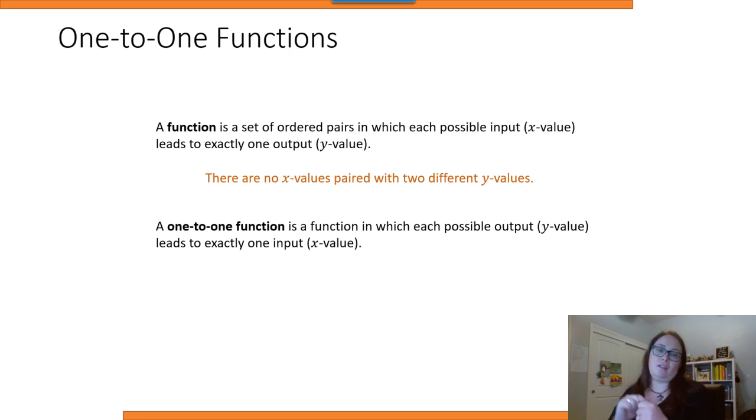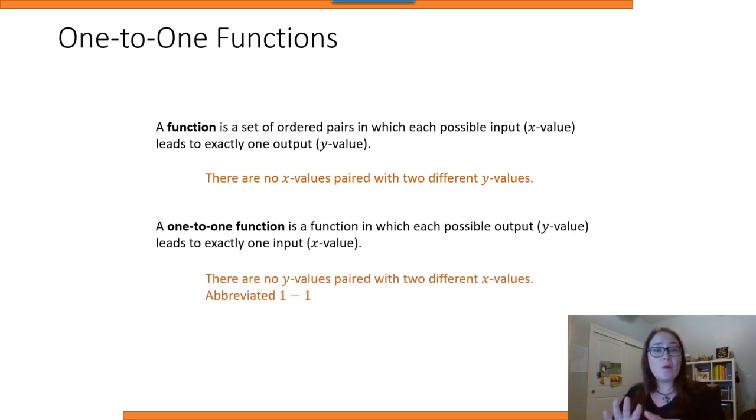One-to-one flips everything. So a function is one-to-one if every y value leads to exactly one x value. So there's no y values that will be paired with two different x values. And we abbreviate this 1-1 because we don't like writing out one-to-one over and over again. So if you see either one, they mean the exact same thing.